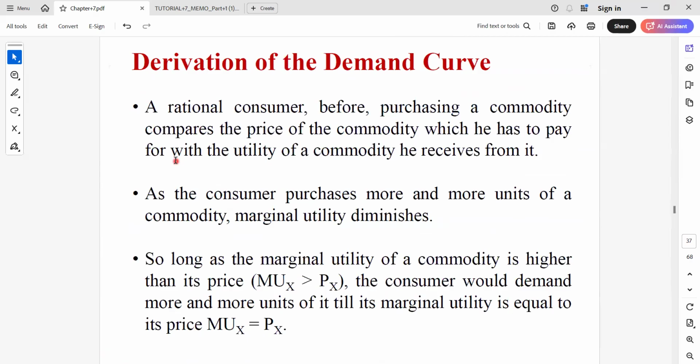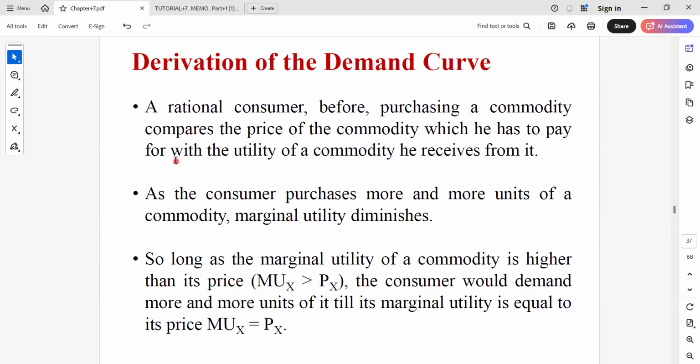So they're saying here, a rational consumer before purchasing a commodity compares the price of a commodity which he has to pay for with the utility of the commodity he receives. So basically, when you want to make a purchase, a rational consumer would have to compare the price of the thing that they want to purchase as well as the satisfaction that they get.